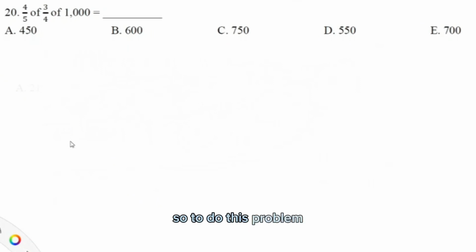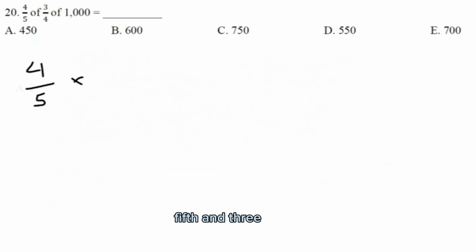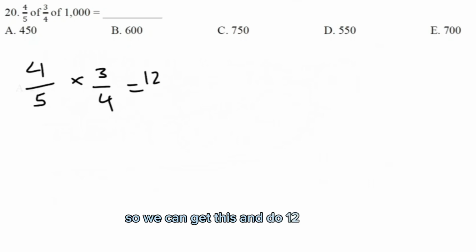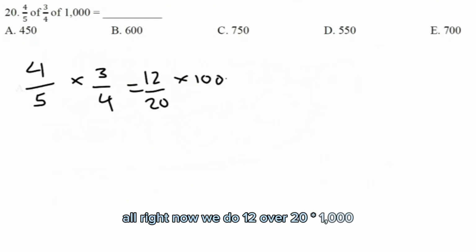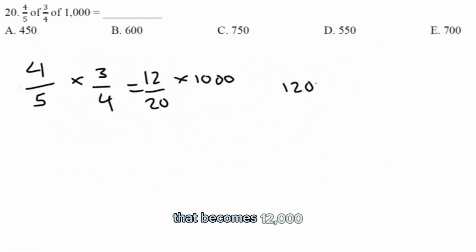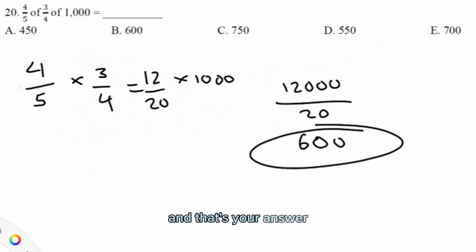Alright, so to do this problem, we just have to do fraction multiplication with 4/5 and 3/4. So we can get this and do 12 over 20. Alright, now we do 12 over 20 times 1,000. That becomes 12,000 divided by 20. So that becomes 600, and that's your answer.